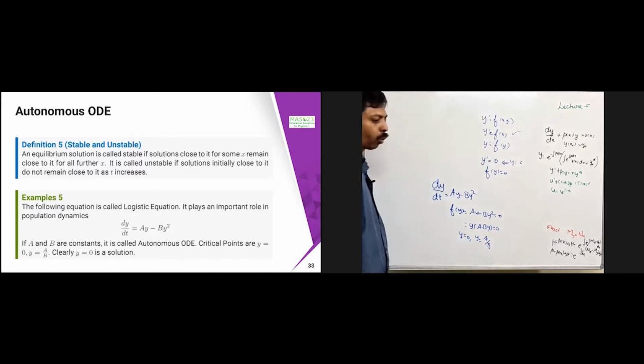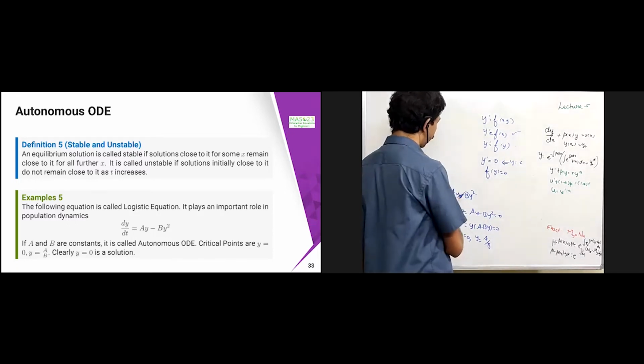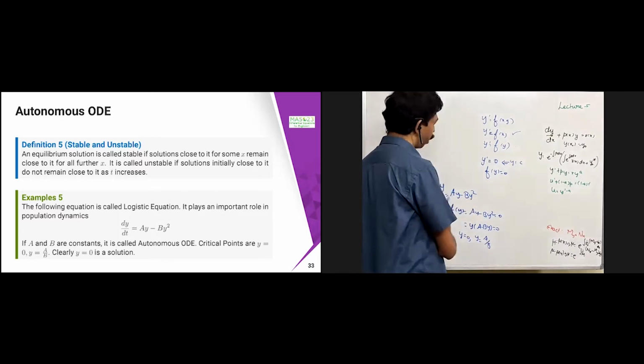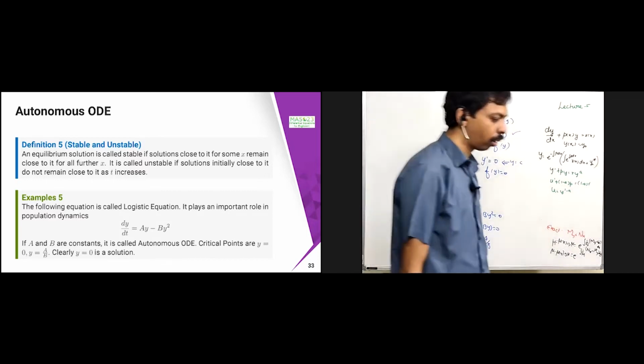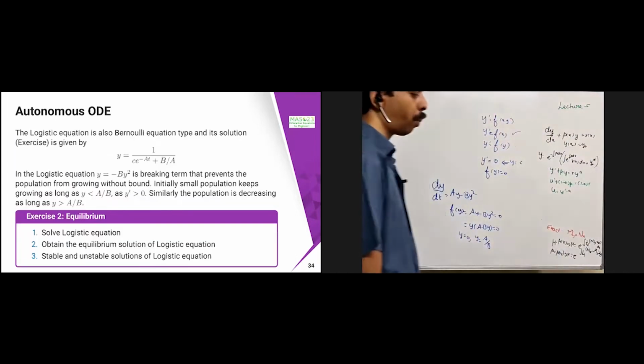So y equal to a by b and y equal to 0 are the two roots of the function f of y. Therefore, these are called critical points. The critical points are y equal to 0 and y equal to a by b. Clearly, y equal to 0 is a solution, because if you substitute y equal to 0, dy/dt becomes 0. So it's a solution. Now we have to find the second solution.